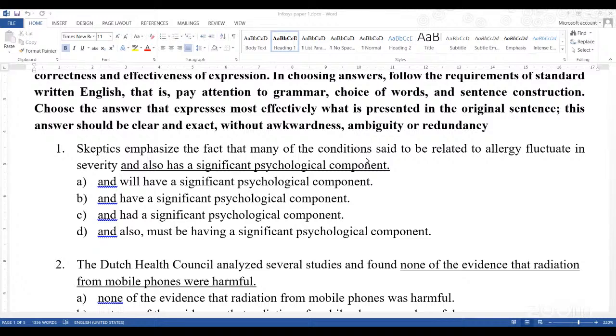C you can eliminate. Okay. So tell me why should we eliminate D?